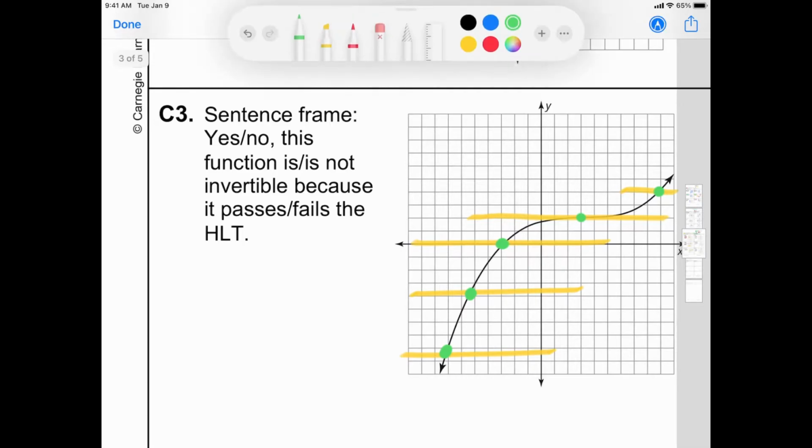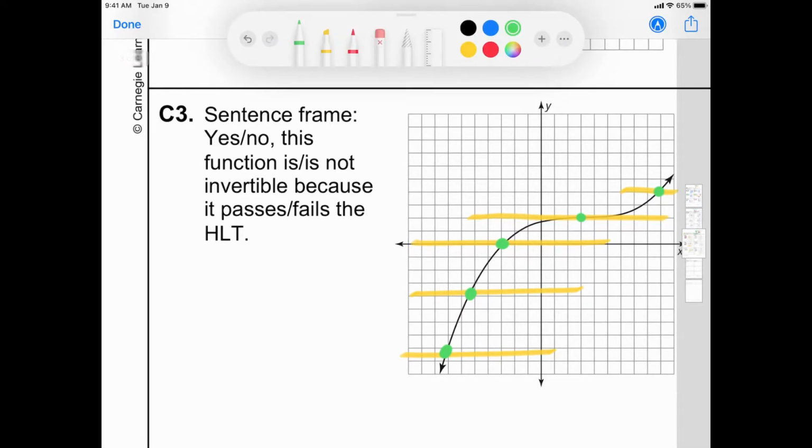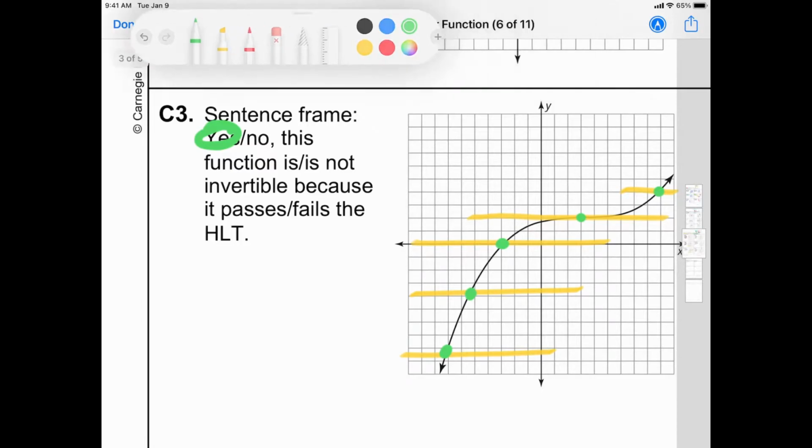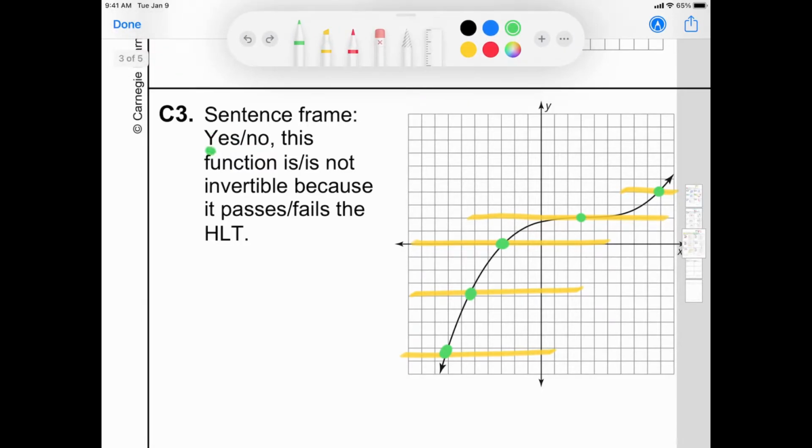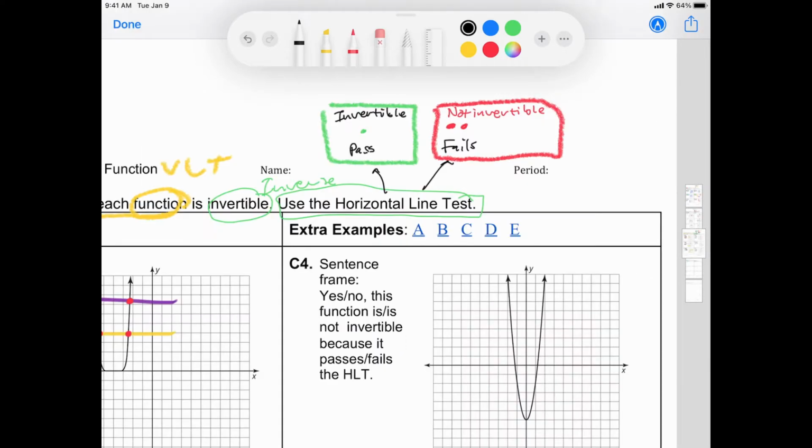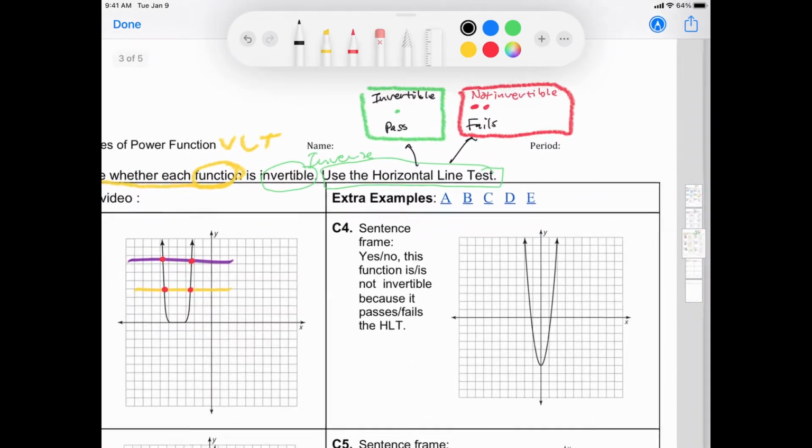So let's go ahead and fill this out. Yes, oops, probably too thick. Yes, this function is invertible because it passes the horizontal line test. That was C3.